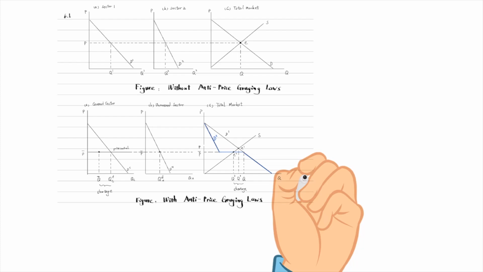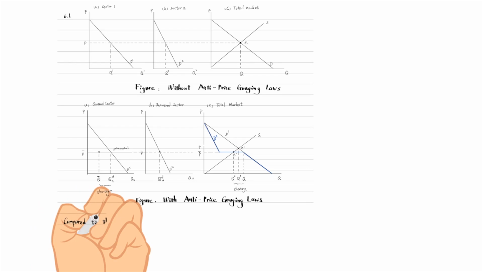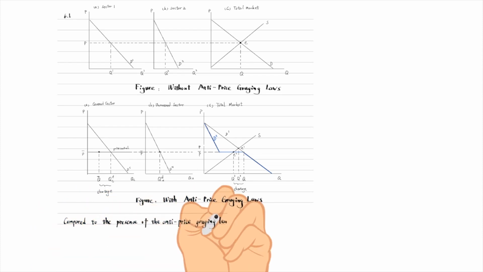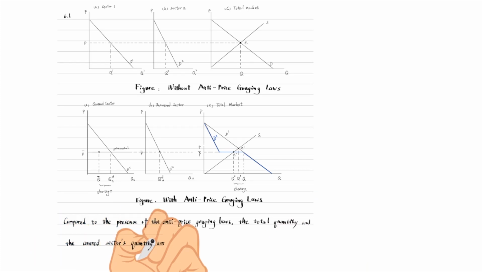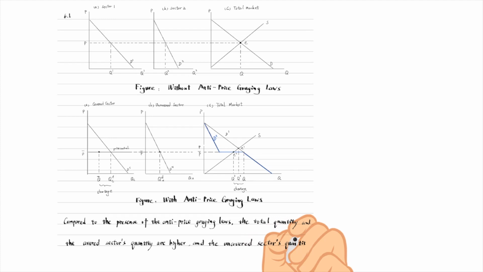On the contrary, the quantity in the covered sector is higher without the anti-price gouging laws. In the case of the laws, the total quantity is smaller and the uncovered sector has a higher quantity. So the covered sector must have a lower quantity. In a word, compared to the presence of the anti-price gouging laws, the total quantity and the covered sector's quantity are higher, and the uncovered sector's quantity is lower without the laws.